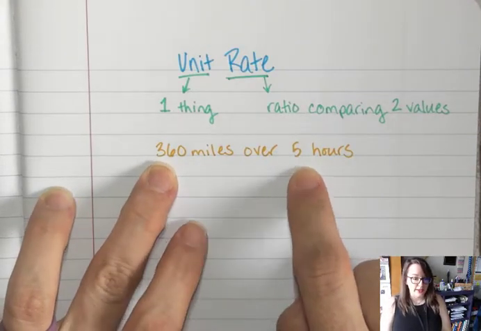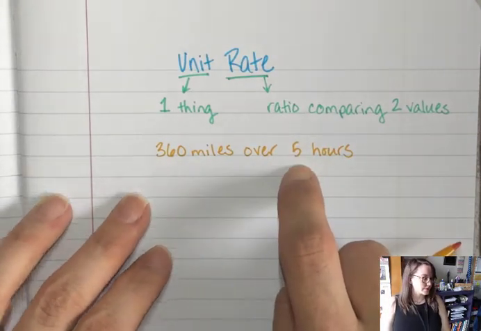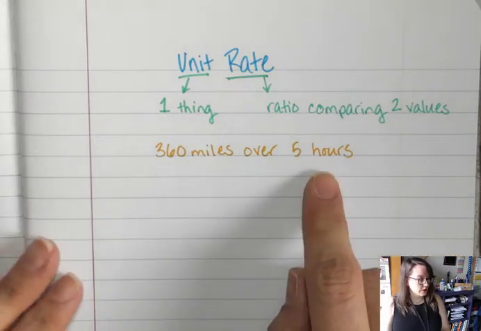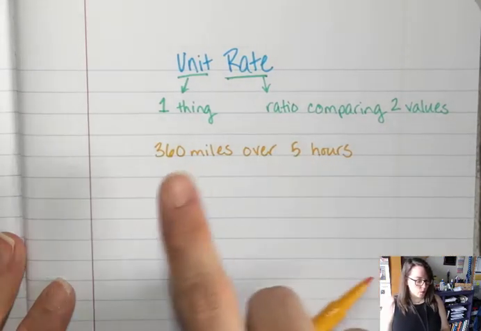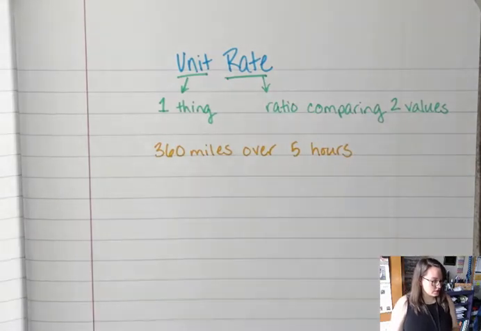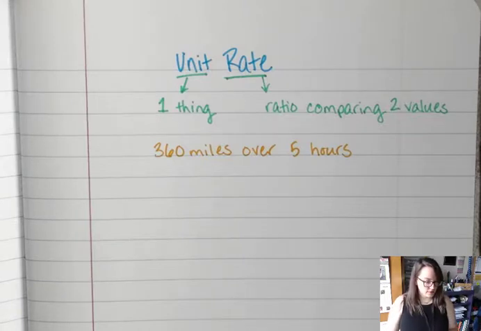It is not a unit rate because I'm talking about 5 hours. It would be a unit rate if I was talking about 1 hour. And so to figure out that, you're going to divide a lot. That's why the warm-up was dividing.